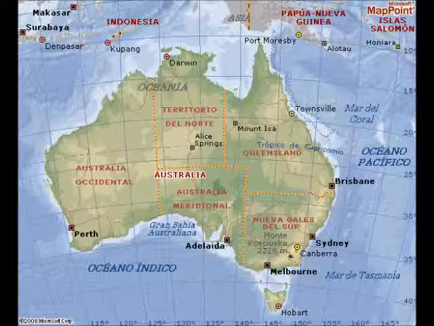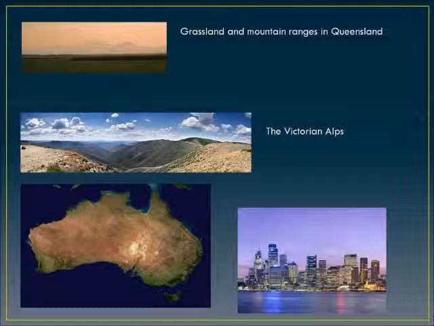Neighboring countries include Indonesia, East Timor, and Papua New Guinea to the north, the Solomon Islands, Vanuatu, and the French dependency of New Caledonia to the east, and New Zealand to the southeast. The Australian continental landmass consists of 6 distinct landform divisions.